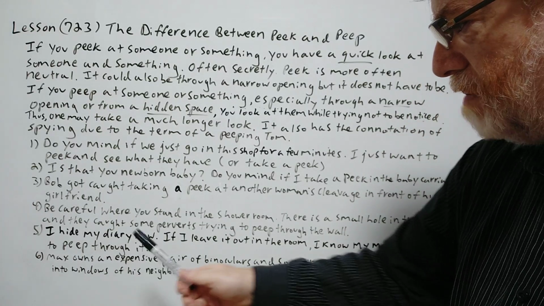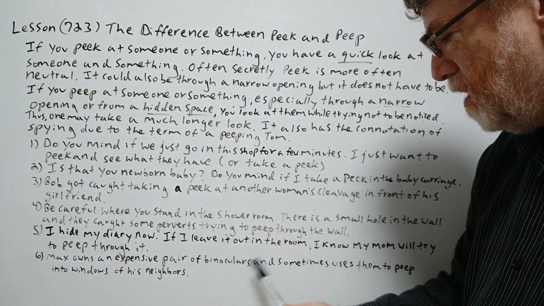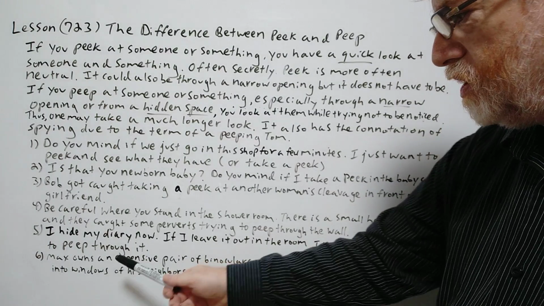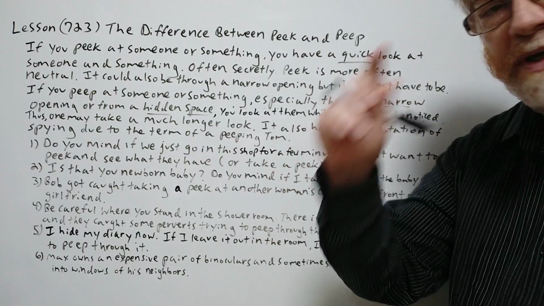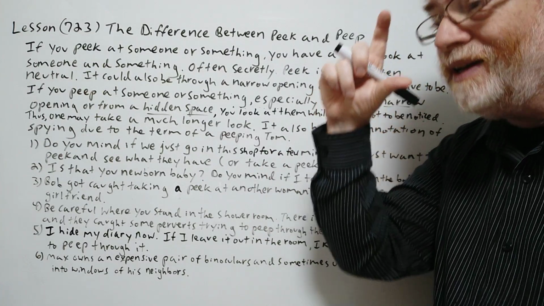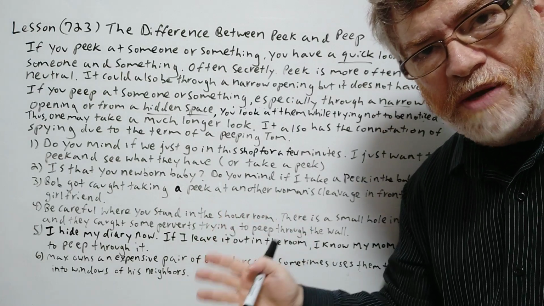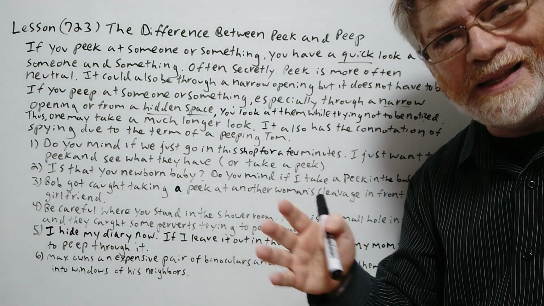All right, number 6: Max owns an expensive pair of binoculars and sometimes uses them to peep into the windows of his neighbors. Maybe they're just looking out there. Can I see into somebody's house? That we would definitely use peep. This is another one connected to peeping Tom a little bit.